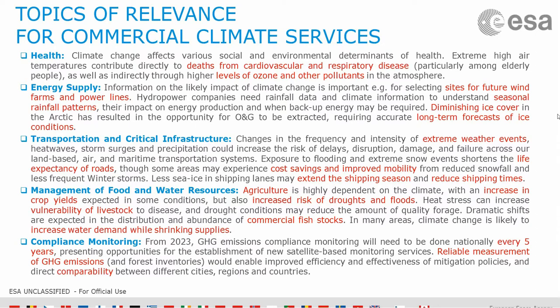It's likely to be a mixture, and that's even more true perhaps in the next topic of food and water resources. So agriculture is very highly dependent on climate. We could expect an increase in crop yields in some conditions, but in other cases, increased risk of drought and floods. Heat stress can certainly increase the vulnerability of livestock to disease. Drought conditions may reduce amounts of forage. One thing that's also predicted is a change in the population of fish stocks.